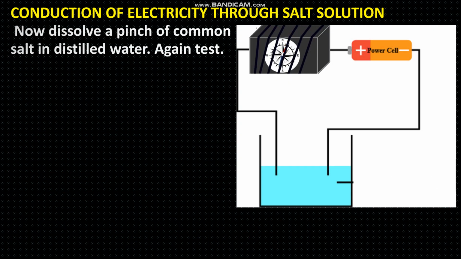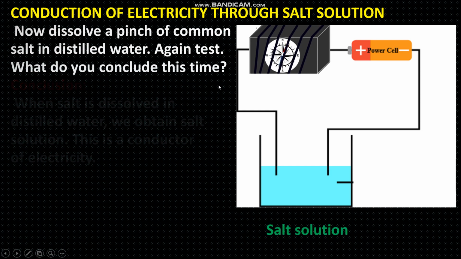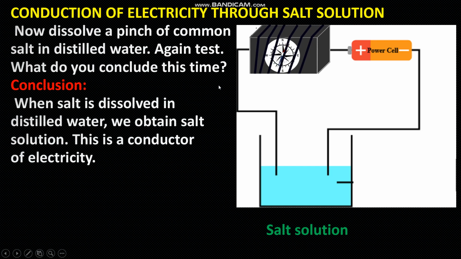Next we are going to learn conduction of electricity through salt solution. Now dissolve a pinch of common salt in distilled water. Again test. What can we observe here? The magnetic needle deflects. What does it mean? Current is passing through salt solution. So let us see our conclusion. When salt is dissolved in distilled water, we obtain salt solution. This is a conductor of electricity.